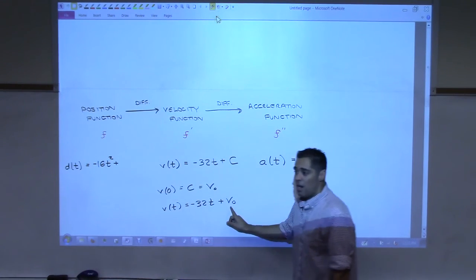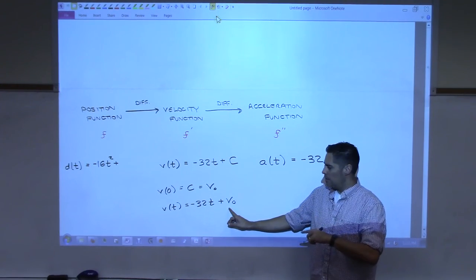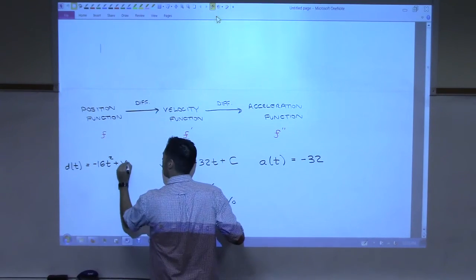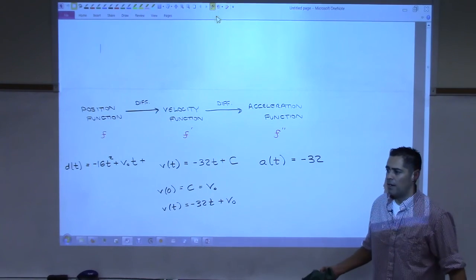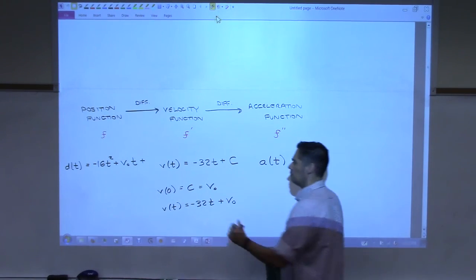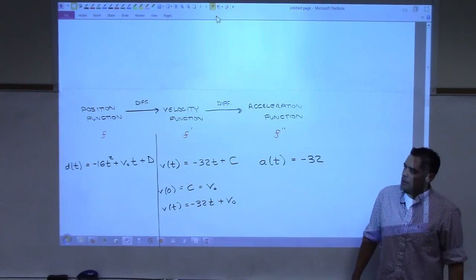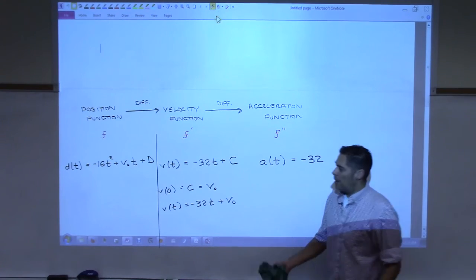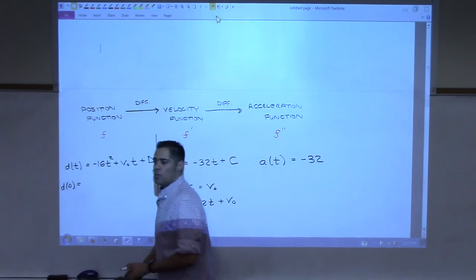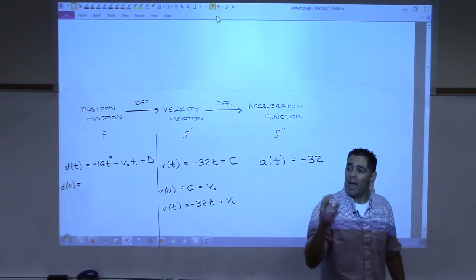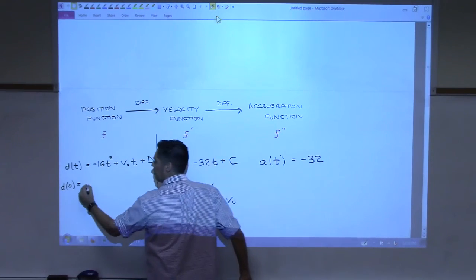Plus, this is just a constant, right? What's the antiderivative of a constant with respect to t here? V naught t. Plus some constant because we're integrating, right? Let's call that capital D. Again, I don't know what capital D is, but if I take a look at what D of 0 would be, D of 0 would be my position at time 0, right? And if I plug 0 in here, it kills off these, and I'm just left with D.